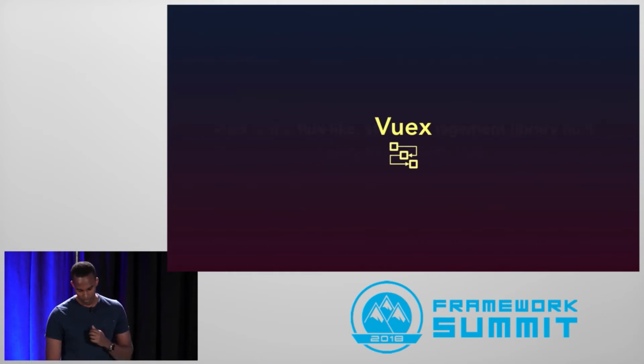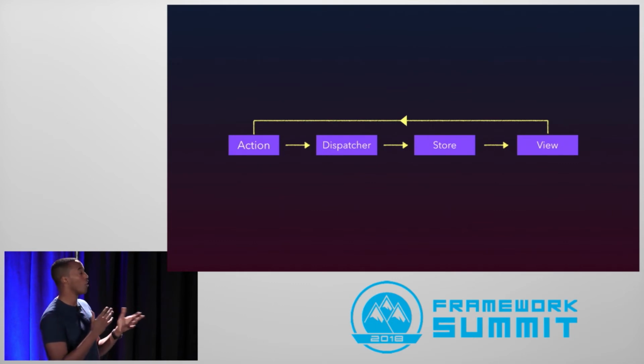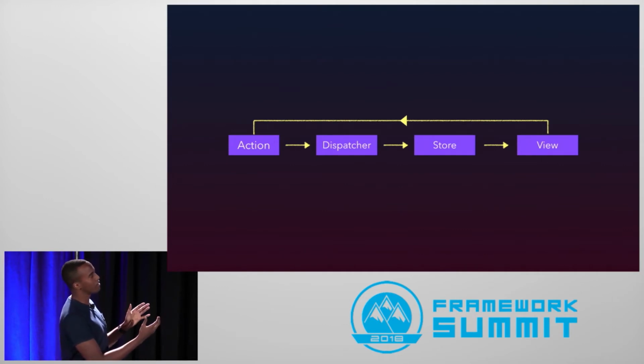So what is Vuex? Vuex is the Flux-like state management library built solely for use with Vue. Now, for those who may not be aware of Flux, I'll go through a very brief example of this. Flux is basically a pattern created by Facebook. It's a design pattern that's composed of 4 parts organized as a one-way data pipeline. You have an action, dispatcher, store, view. The views are components that basically dispatch actions. Actions can commit or dispatch mutations, whatever the terminology you're familiar with. Mutations mutate store state, and components that depend on the state get re-rendered.